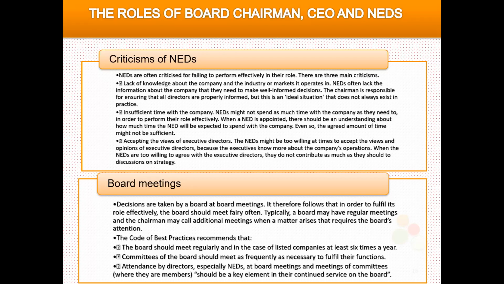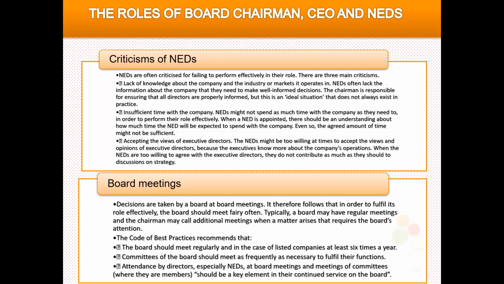So what does the code of best practice recommend? The board should meet regularly, in the case of listed companies, at least 6 times a year. So once every 2 months, it's okay. Committees of the board should meet as frequently as necessary to fulfill their functions. Attendance by directors, especially NEDs, at board meetings and meetings of committees should be a key element in their continued service on the board.